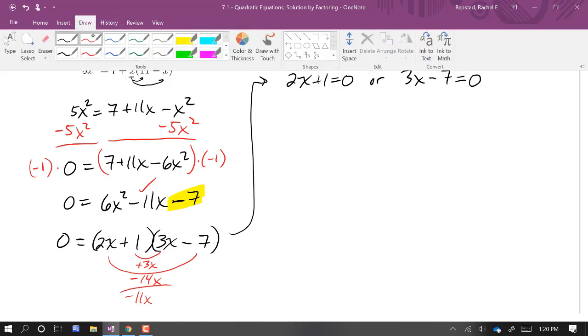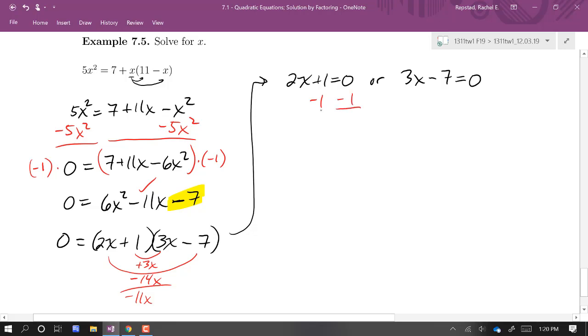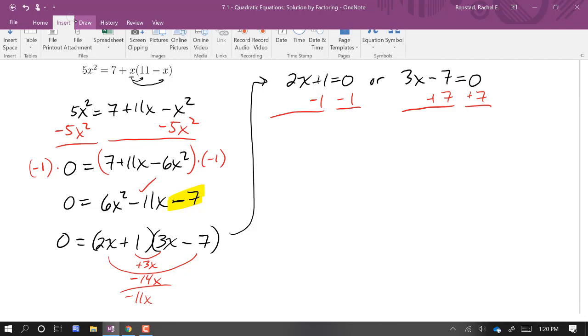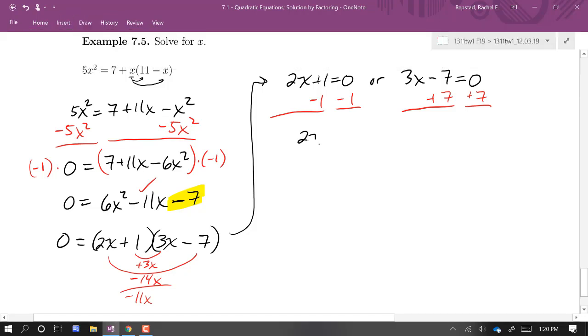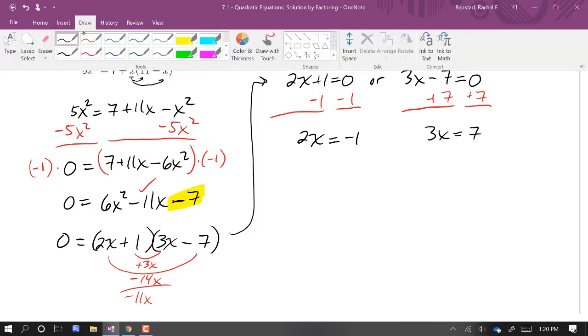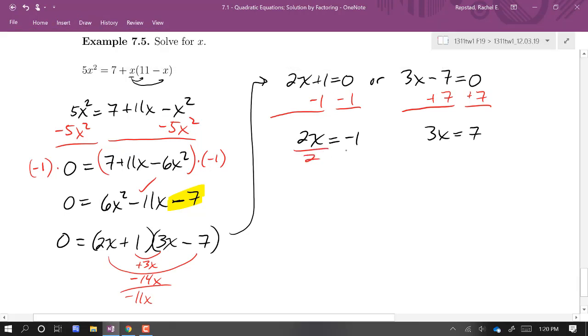In the first one, we'll subtract 1 from both sides. In the second one, we'll add 7 to both sides. 2x is negative 1, or 3x is equal to 7, and on both of these we just do some division. We get x is negative a half, x is 7/3.